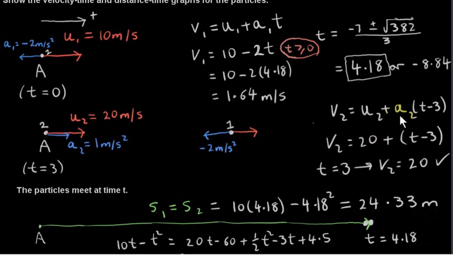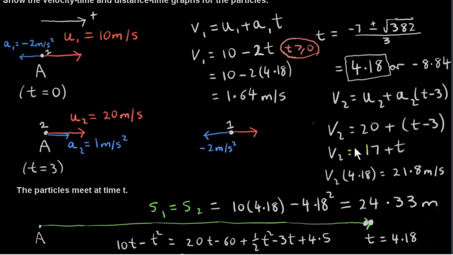So u2 is 20, a is 1. We replace t with t minus 3. So our formula for v2 simplifies down to 17 plus t. So this gives us the velocity of particle 2 at any time t. And by the way, this formula is only valid for values of t greater than or equal to 3. For values of t less than 3, this formula makes no sense because the particle hasn't started on its journey. It starts at t equals 3.